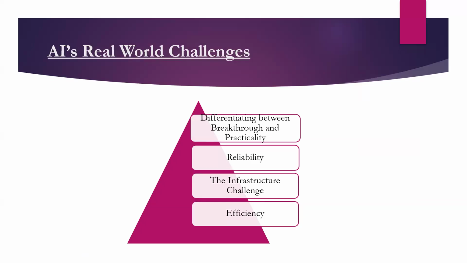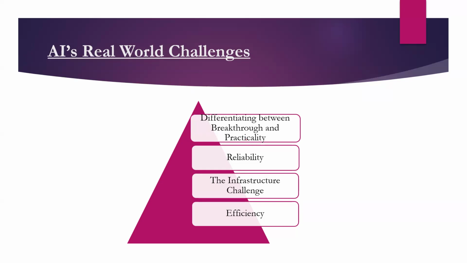Next one is, what are the current real world challenges associated with AI? Okay, so the economic survey mentions there are four major challenges that AI faces. This diagram you can mention in your mains answers also, right? The focus is on, yeah, exactly, four major parameters. One is you have to differentiate between breakthrough and practicality.